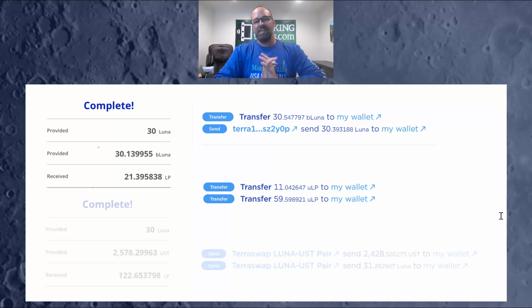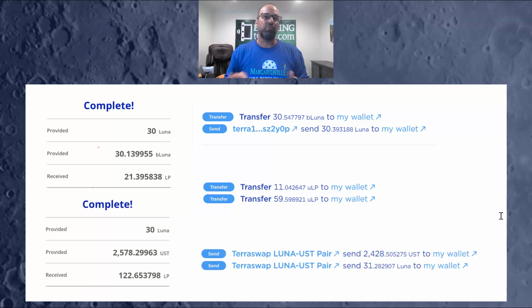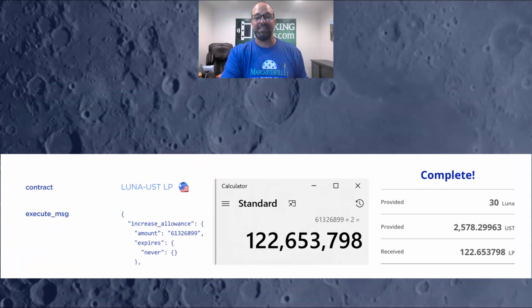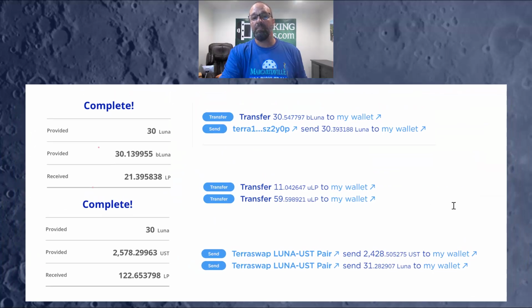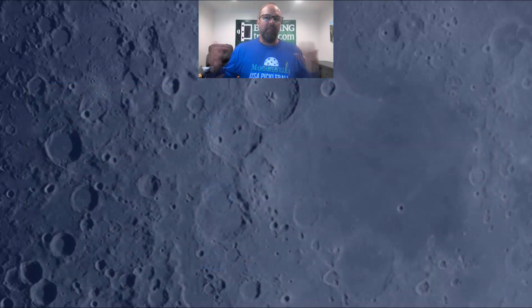Similarly, you can see I had a total of 122 LP tokens, and if you remember, I put in exactly half. So 61.32 is what I deposited in Luna-HODL, but I only took out 59.59, and that's because the Luna-HODL rebalanced it.